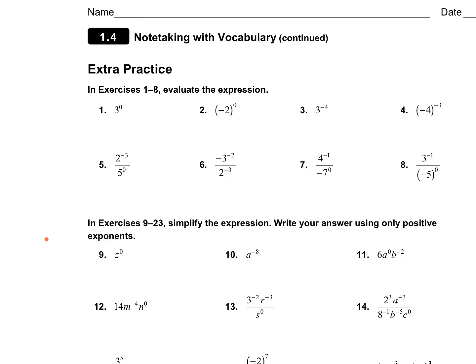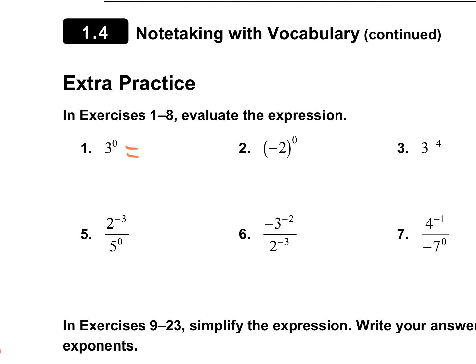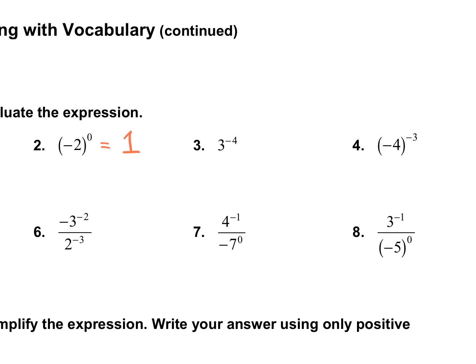So the first section, you have to evaluate all of these. Okay, remember anything raised to the 0 power is just 1. So 3 to the 0 power, 1. Negative 2 to the 0 power, 1. Negative powers, remember, you put them over 1 and then you flip them.